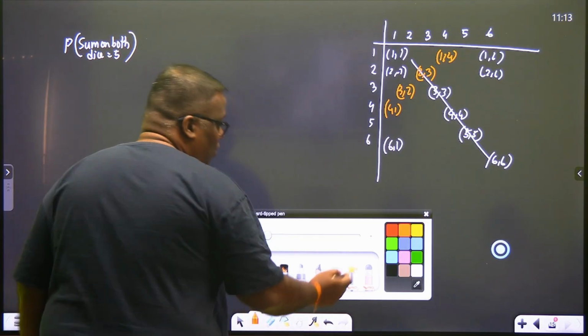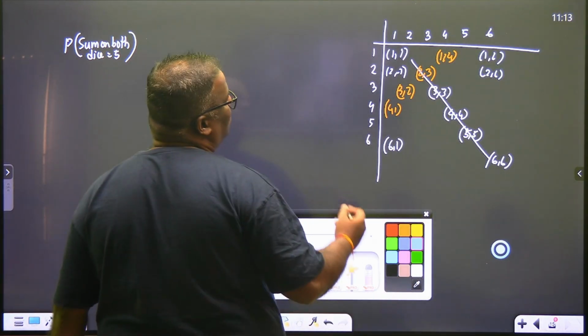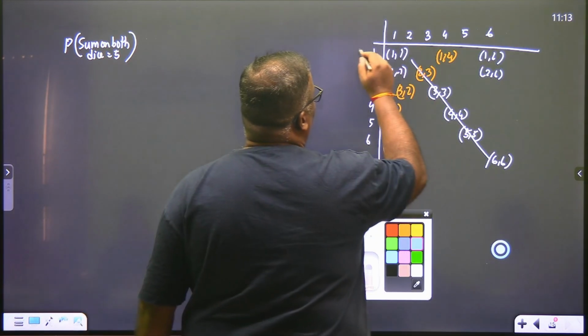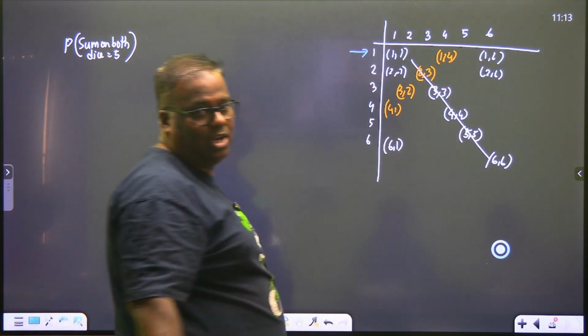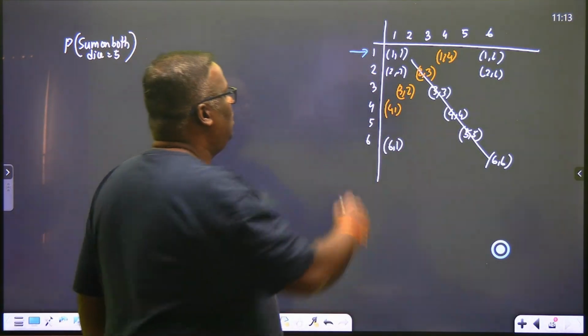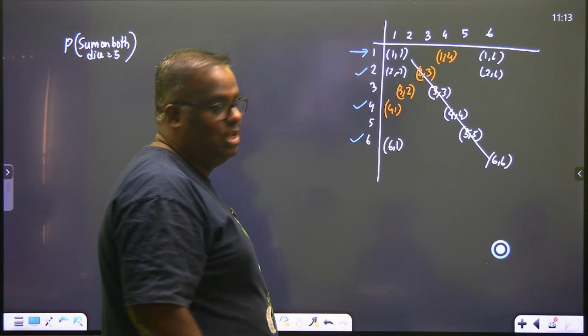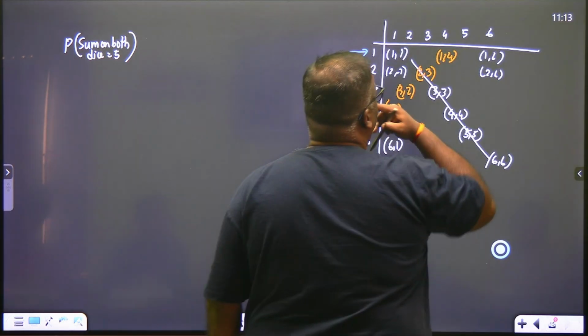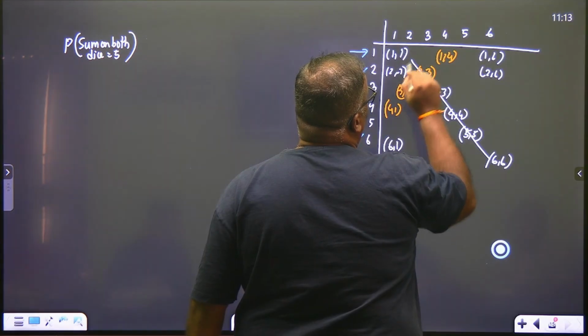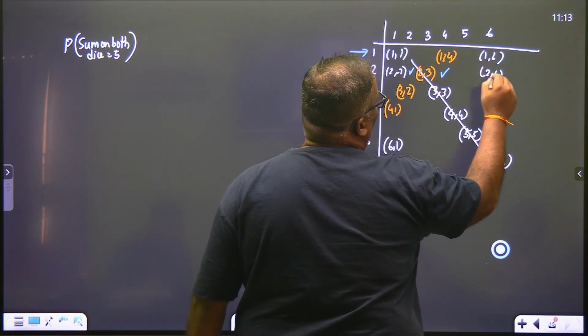Even number on both the dice. So this column does not work. You can't get even on both. Only this column will work, this column will work, this column will work. In this column also, 2 2 will work, 2 4 will work, 2 6.